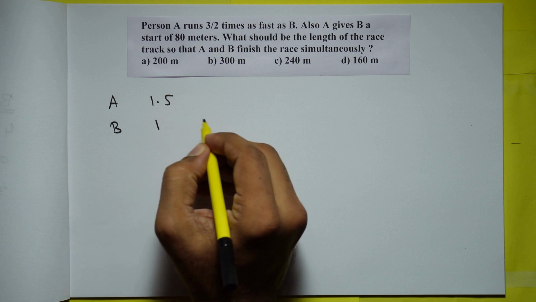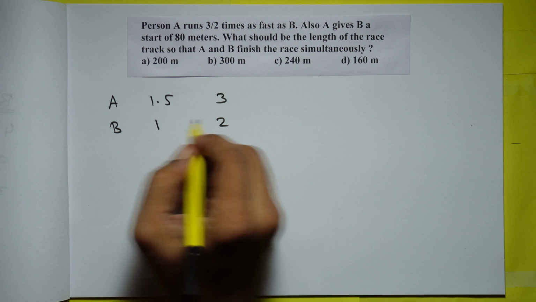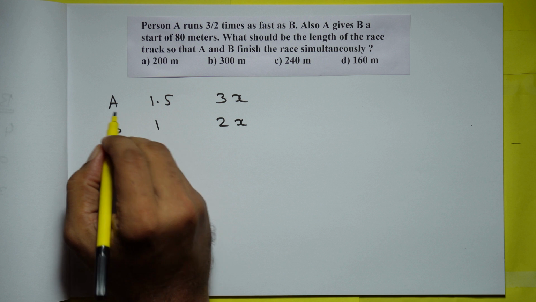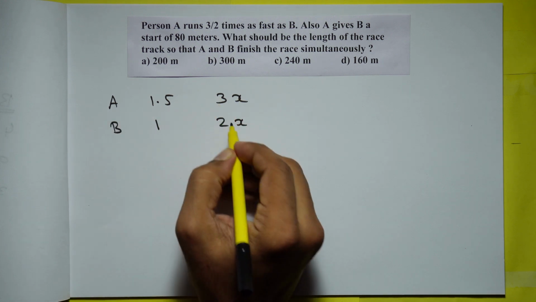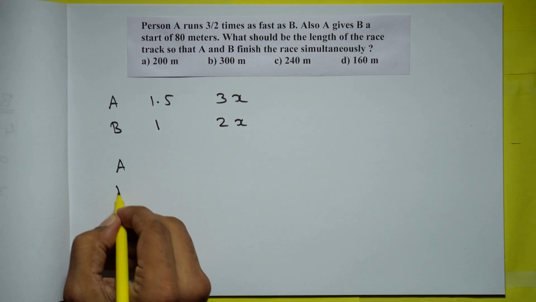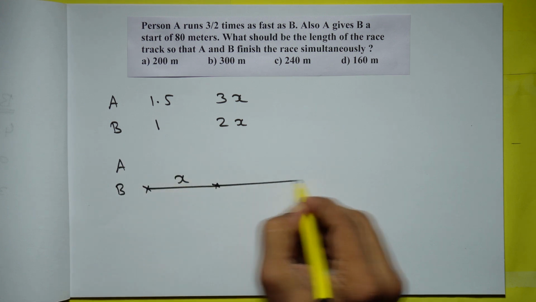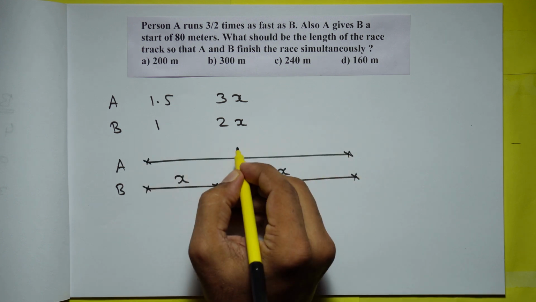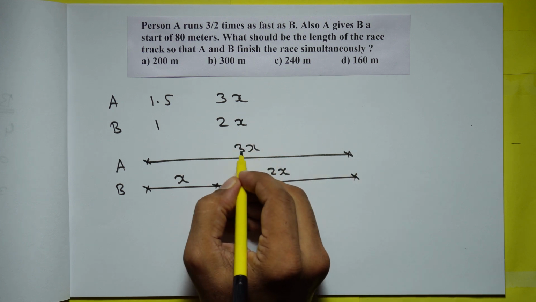So if you double both these values, when B does 2 meters, A will do 3 meters. Also you can say when B does 2x meters, A will do 3x meters. So if you consider the whole race to be of length 3x, when A does 3x distance, B will do only 2x distance. So if they have to finish simultaneously, A will allow B to run initially for x meters. And in the time that B does the remaining 2x distance, A will do the full 3x distance and they will finish simultaneously. So the length of the racetrack can be considered as 3x.